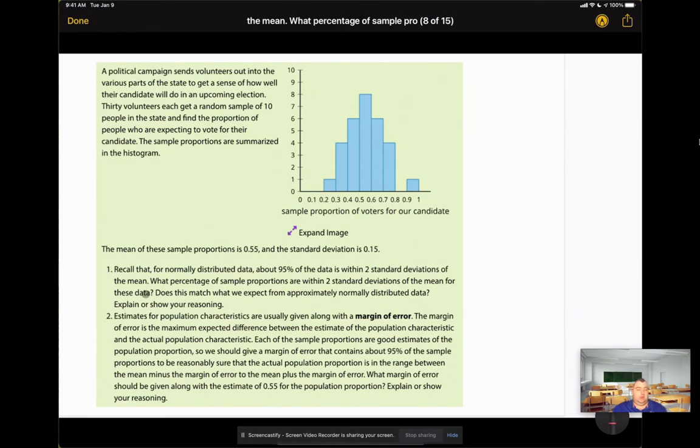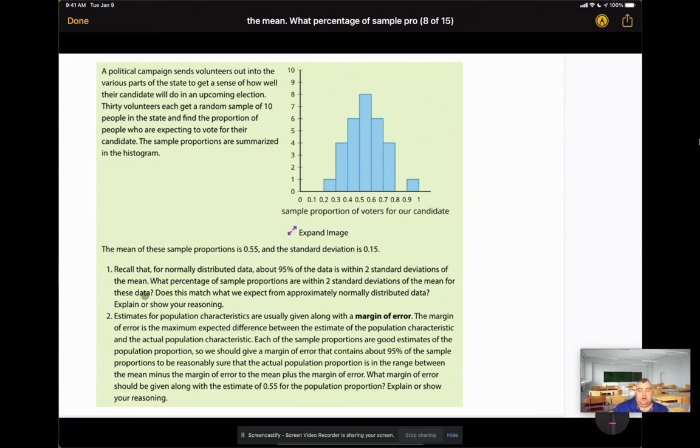So number one, recall that for normally distributed data, about 95% of the data is within 2 standard deviations of the mean. What percentage of the sample proportions are within 2 standard deviations of the mean for these data? Does this match what we expect from approximately normally distributed data? Explain or show your reasoning. So first thing we'll do is we know that my mean is 0.55 and my standard deviation is 0.15.